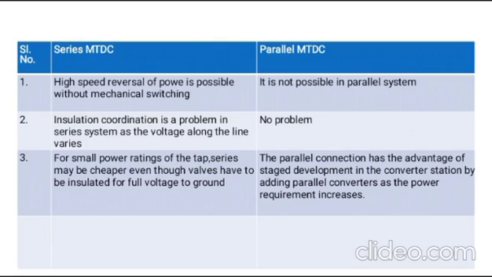For small power rating of the tap, series may be cheaper even though valves have to be insulated for full voltage to ground. In terms of smaller power ratings, series MTDC is much cheaper. The parallel connection has the advantage of staged development in the converter station by adding parallel converters as the power requirement increases. If the power requirement increases, we can add as many parallel converters as we need. This is the main advantage of parallel MTDC system.